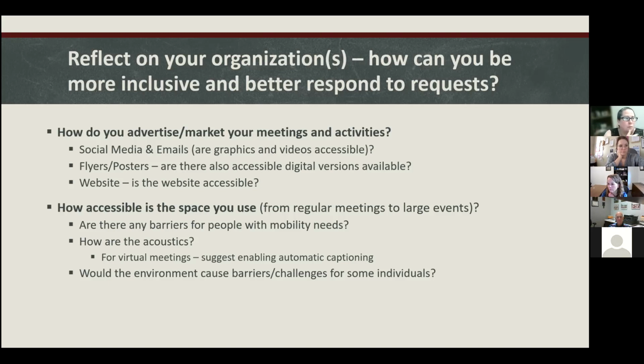We're doing a lot of virtual meetings. I noticed that we turned the automatic captioning on, so thank you. Those are common things that you want to do to make sure it's as accessible as possible. Is there anything about your environment that might be a barrier or challenge for some individuals, and can you tweak or modify it to make it more accessible for anybody who might participate?